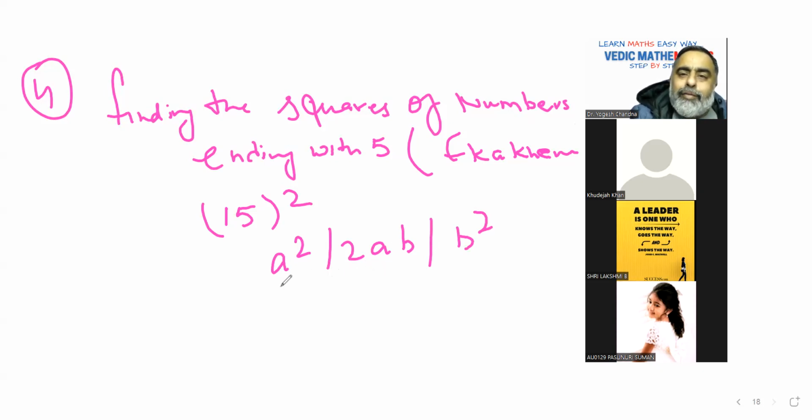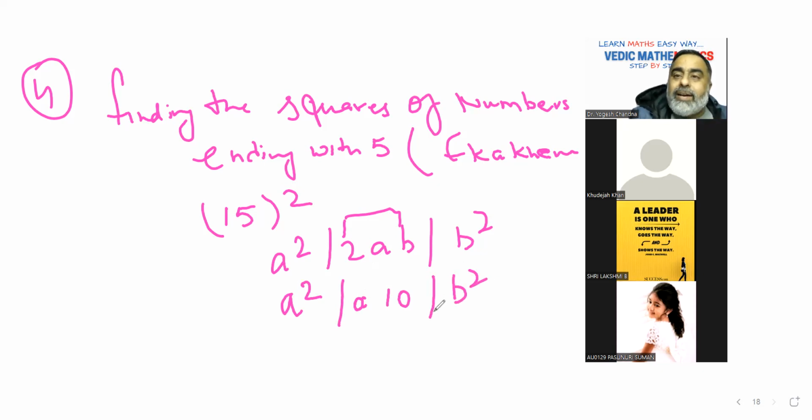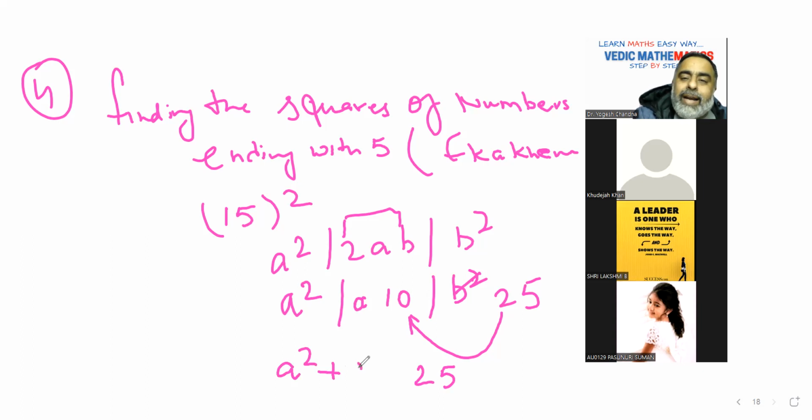you will note that if b is 5, then 5 into 2 will always give you 10. Now whatever a is, it will hardly affect the unit place. Are you getting my point? A square, a and 10, and b square is here. Now what will happen? B square will always be 25. This 2 will go here. Again, it could always be 25 like this. And a square plus a you'll get. So you'll get a square plus a and 25. Correct, or any doubt? First, understand this.